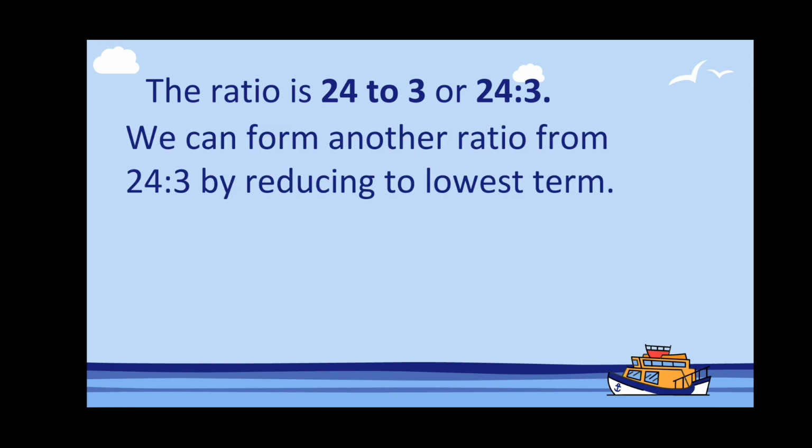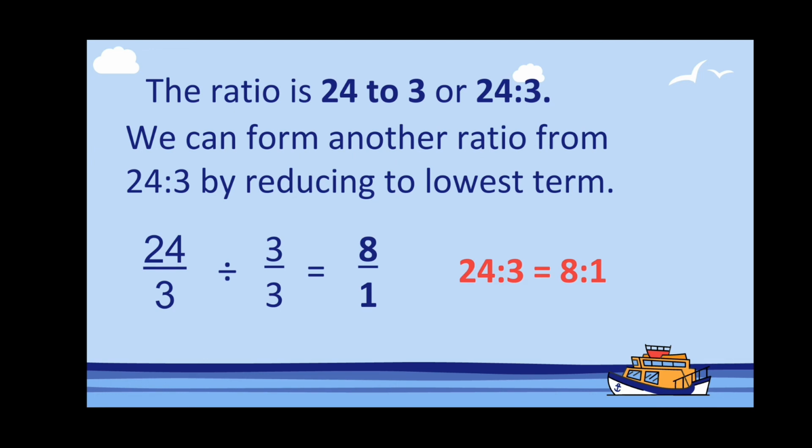We can form another ratio from 24 to 3 by reducing to lowest term. So, let's reduce 24 to 3 by its lowest term. So we have 24 to 3 divided by the GCF, which is 3. So the lowest term is 8 to 1. Therefore, 24 to 3 is equal to 8 to 1. So they are equivalent ratios.